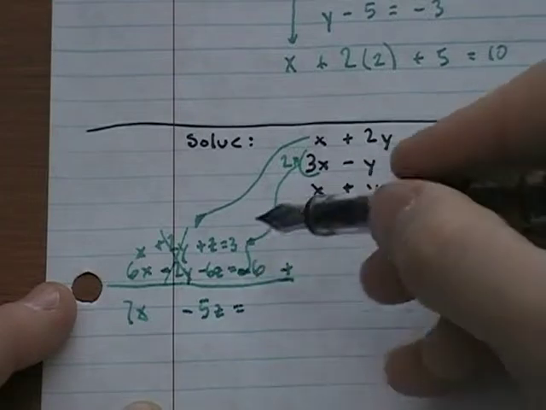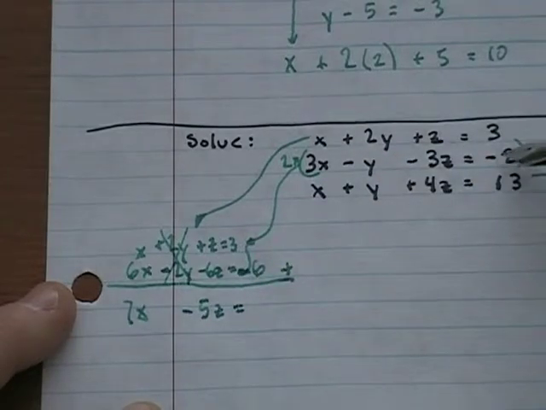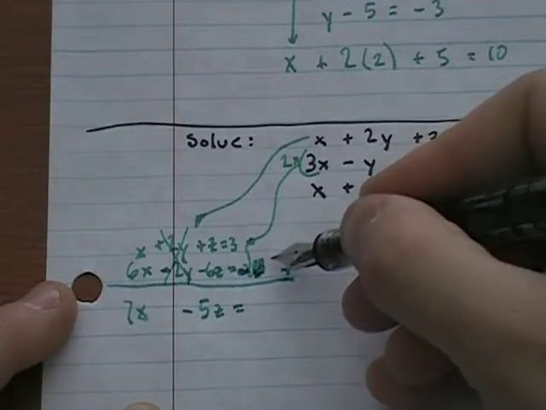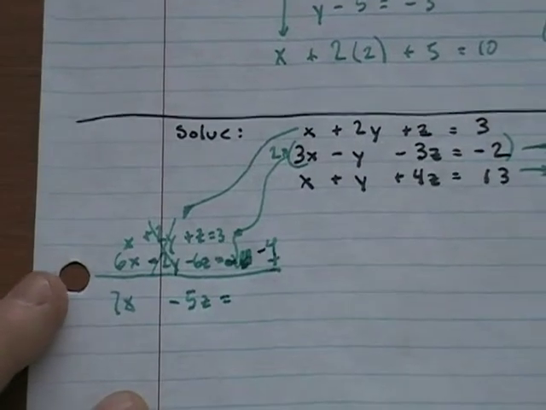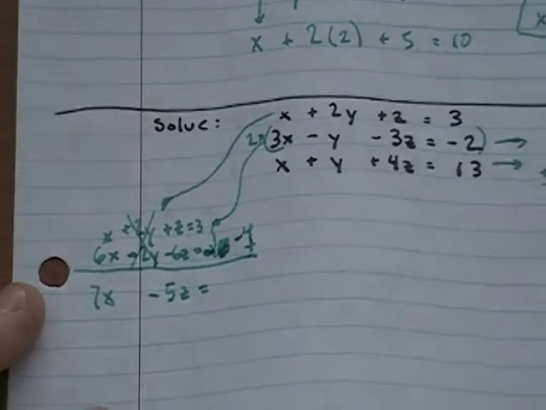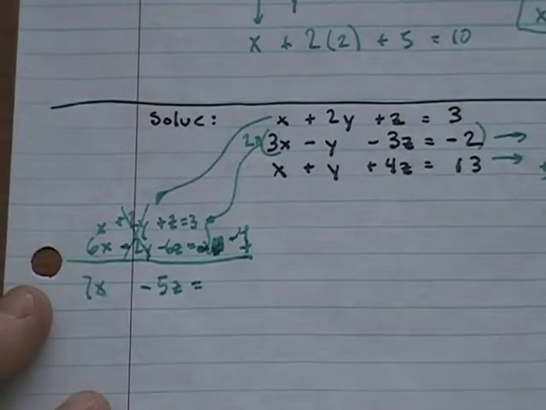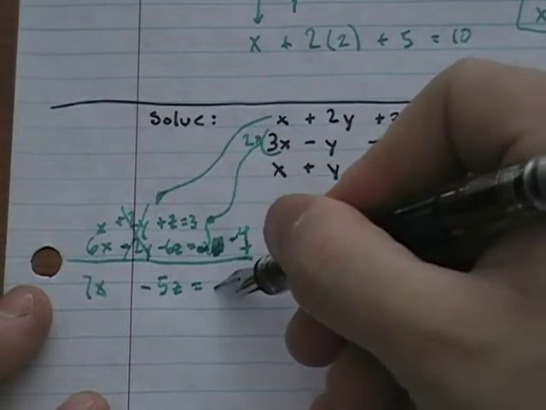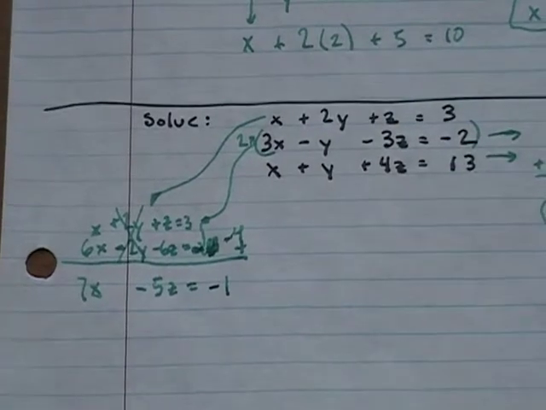negative 6, I can't see because of my little silly arrows, but negative 2 times 2 is negative 4. I don't know where my brain is this morning, I'm sorry. Negative 4, not negative 6. See, you make simple mistakes when you hurry, so you have to be very careful. And 3 minus 4 is negative 1.